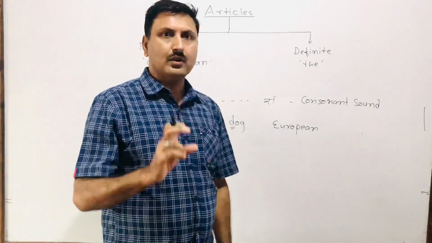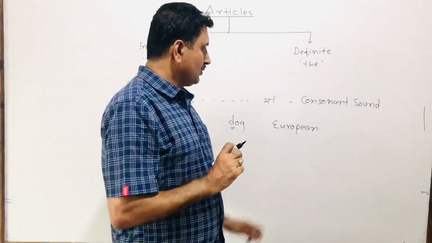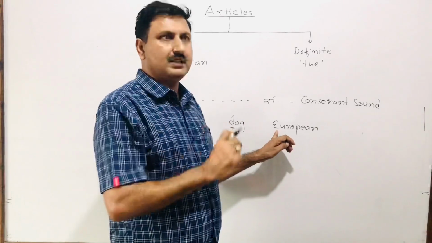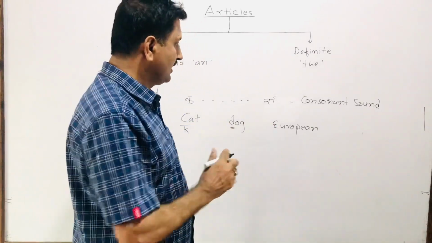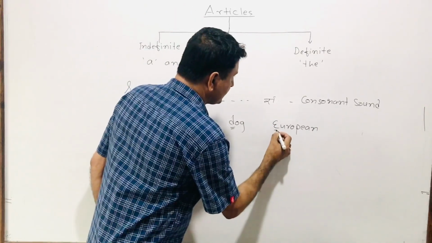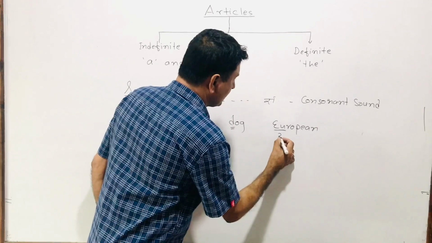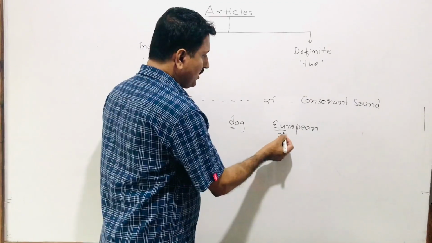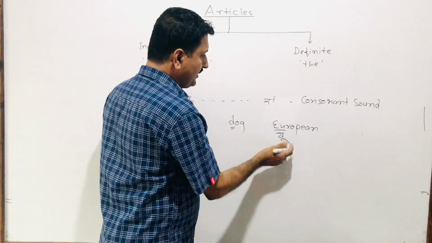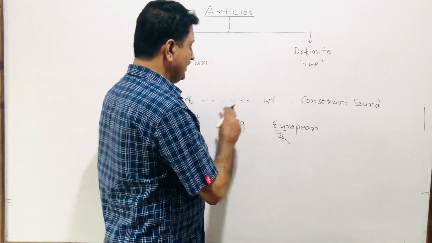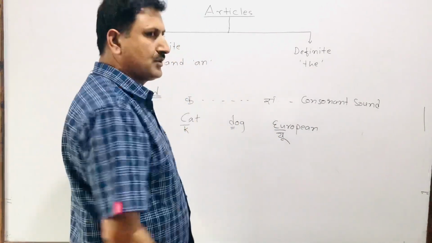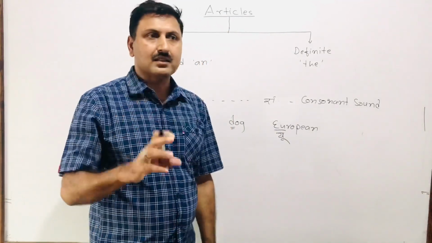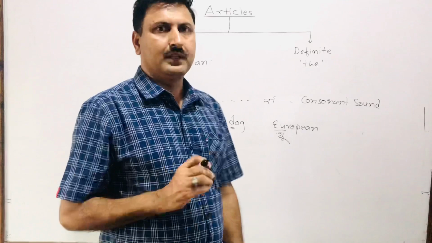European. The word begins with letter E. This is vowel letter, but this has consonant sound. Its initial pronunciation is Yu. This Ya is a letter that belongs to Ka to Gya. So European is a word that has initial consonant sound.